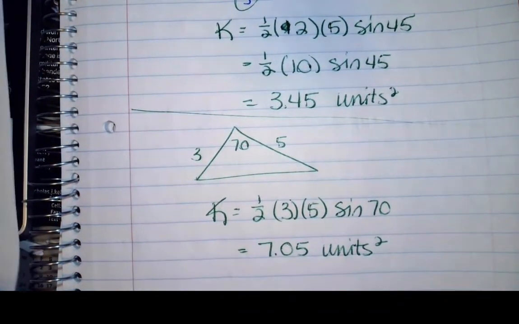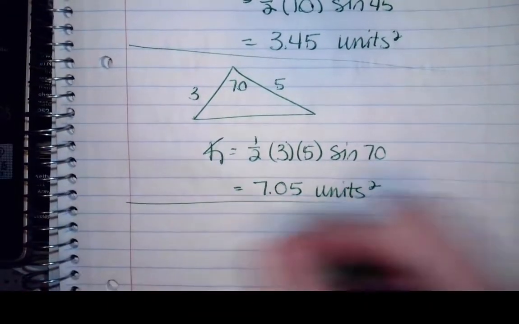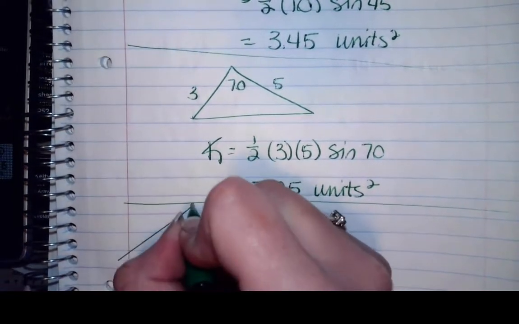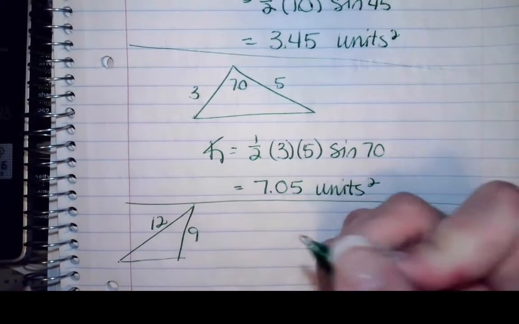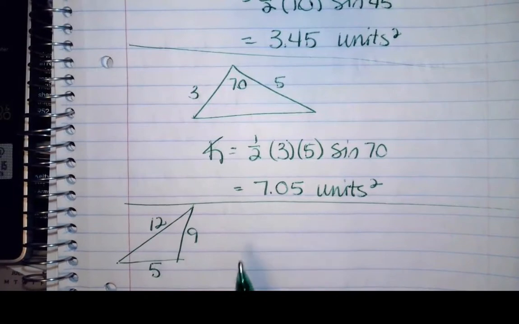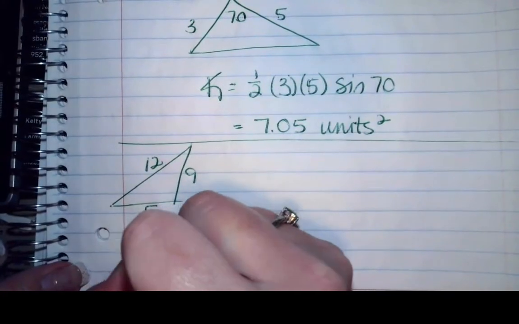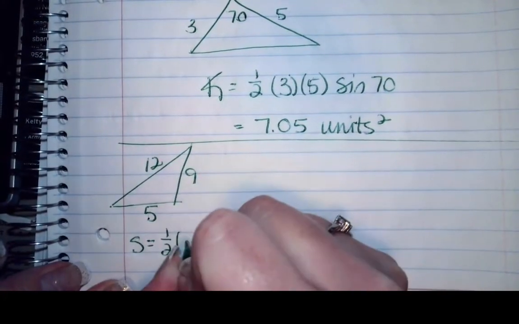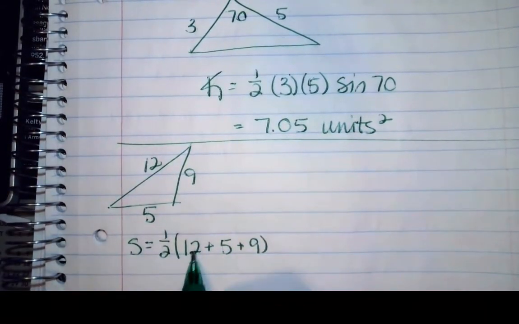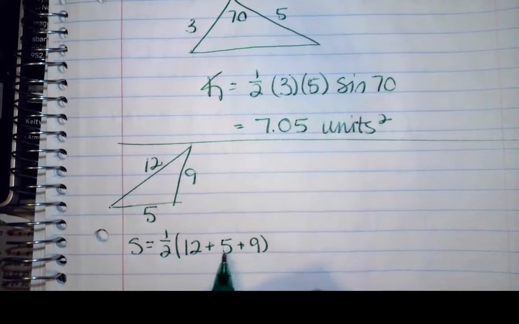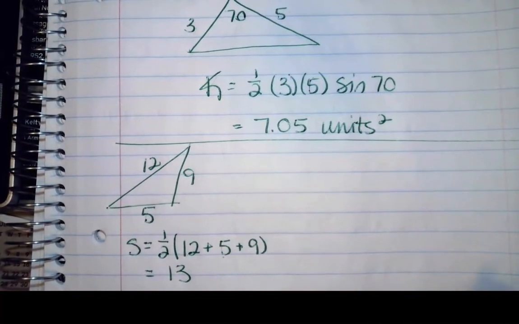So let's try another one. Oh my goodness, we have side, side, side. I'm given this triangle where this is 12 and this is 9 and this is 5. So the first thing I need to recognize is I'm going to be using Heron's formula. I find S by taking half of the sum of the sides. So 12 plus 9 is 21, plus 5 is 26, and half of 26 is 13.